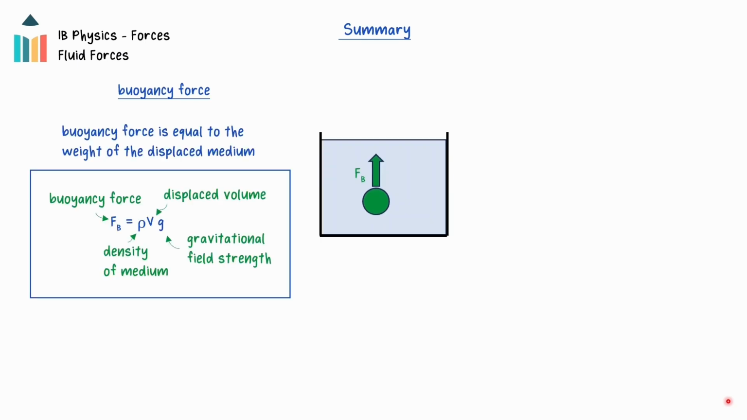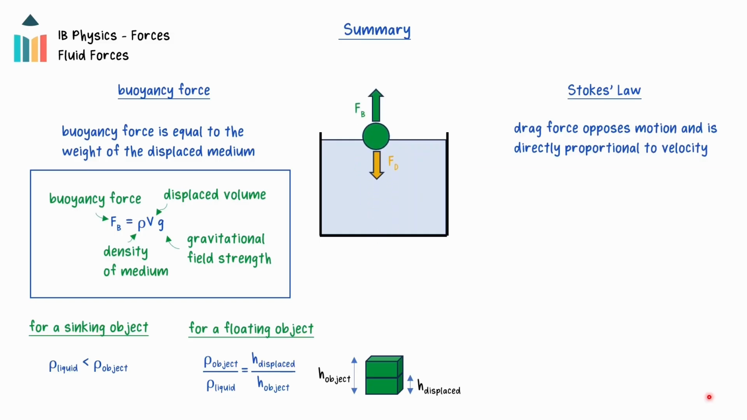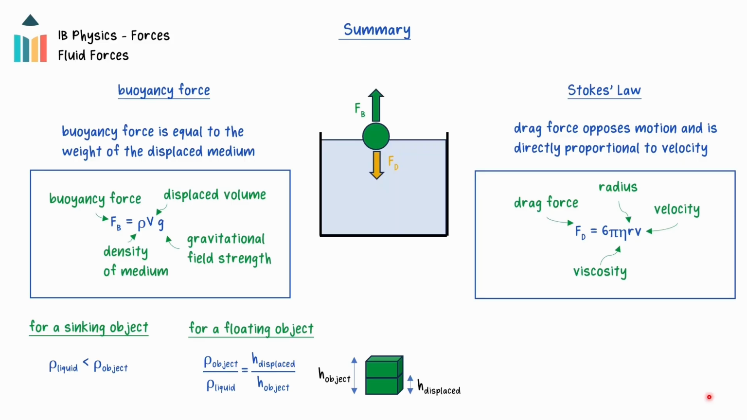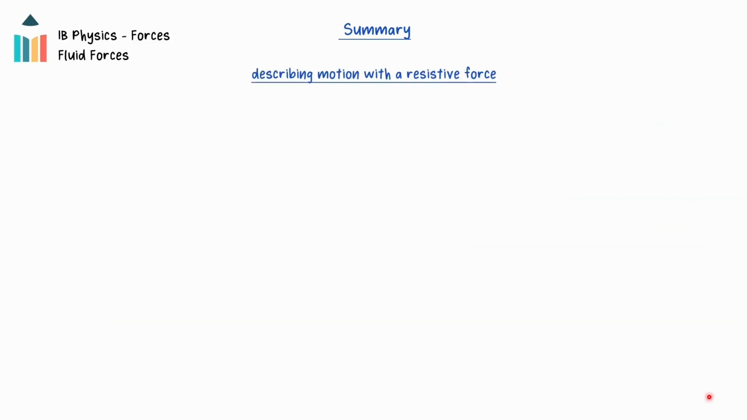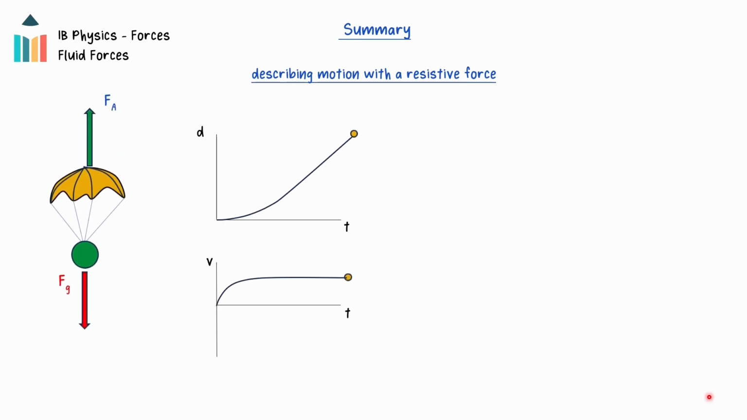In summary, the buoyancy force is an upward force acting on an object in a fluid. It is equal to the weight of the displaced fluid volume. By comparing the densities of the object and the fluid, we can quickly determine if an object will sink or float. Stokes' Law describes the drag force acting on a spherical object moving through a fluid. The drag force opposes the motion and is proportional to the velocity of the object. An object moving with a resistive force, such as air resistance or the drag force, will experience a decreasing acceleration and will achieve a constant terminal velocity.